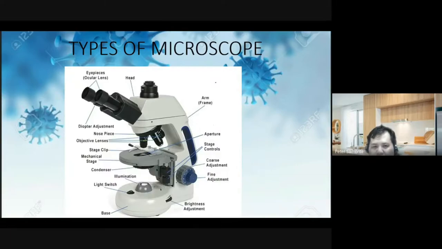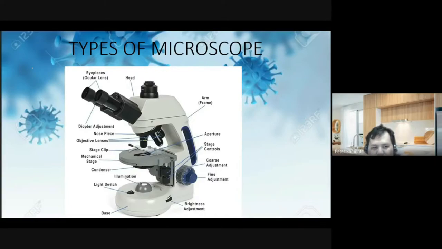Now, don't go straight. Don't go straight to the OIO right away and then adjust. You start step by step. You first focus it on LPO. You adjust only the coarse adjustment knob. Then, after you focus in the LPO, you move it to the HPO. Then you adjust it again using the fine adjustment knob. Then lastly, you would go for your oil immersion objective. Never ever go straight directly to the oil.